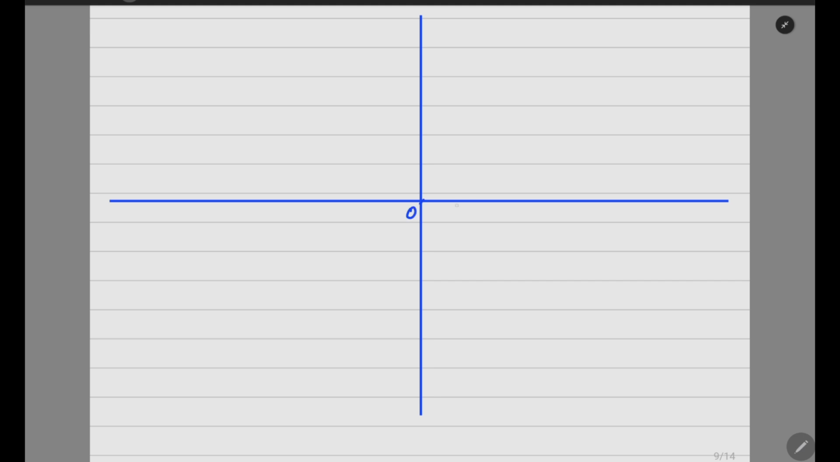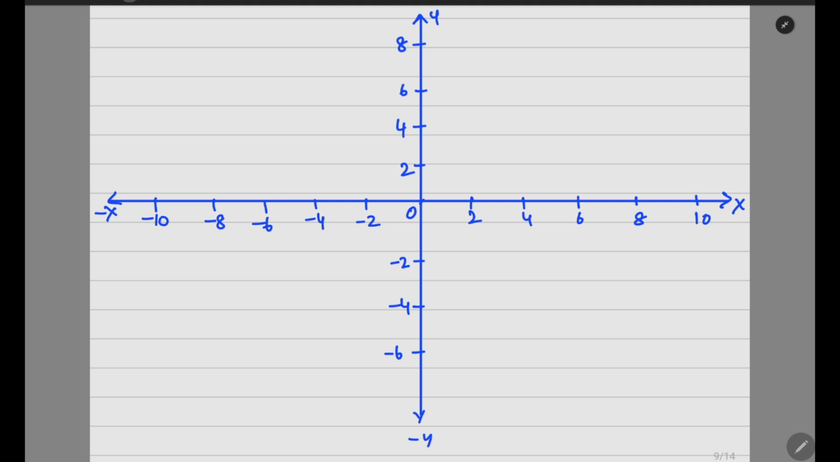So say I take 0, 2, 4, 6, 8 and 10. Similarly, 2, 4, 6 and 8. Again minus 2, minus 4, minus 6, minus 8 and minus 10. Here also minus 2, minus 4, minus 6. So this is my x and this is my minus x. This is my y and this is my minus y.